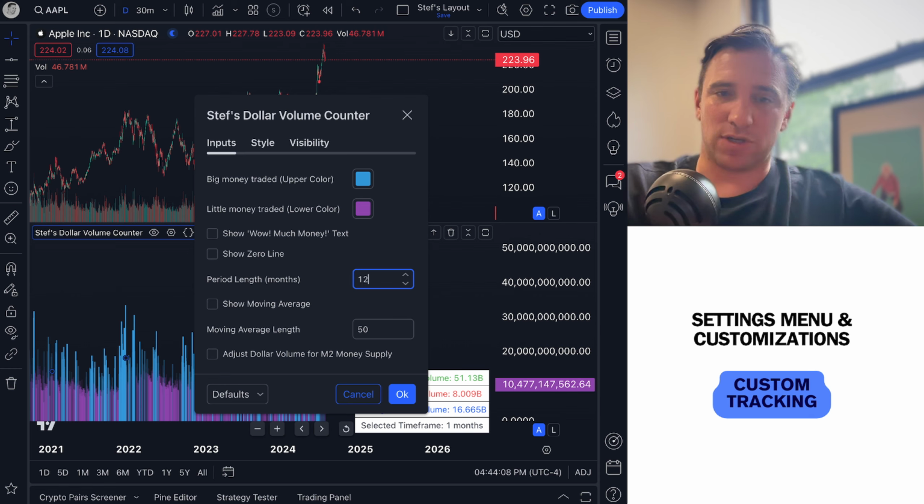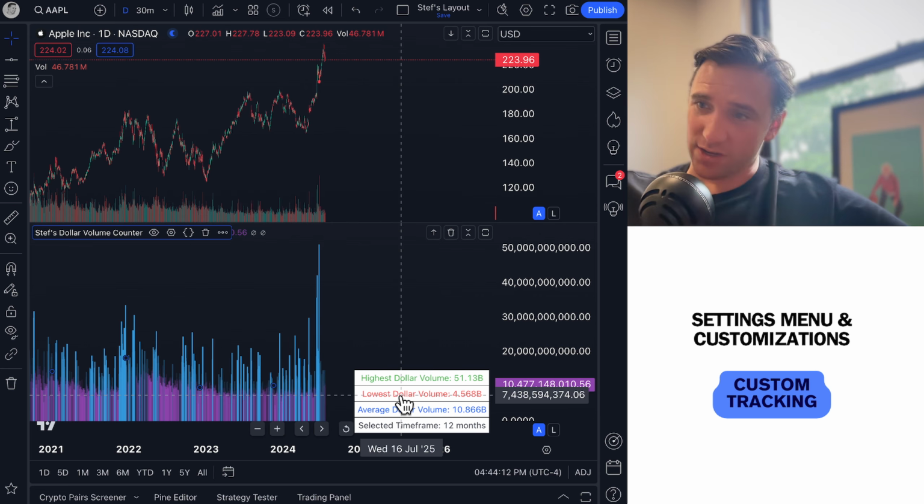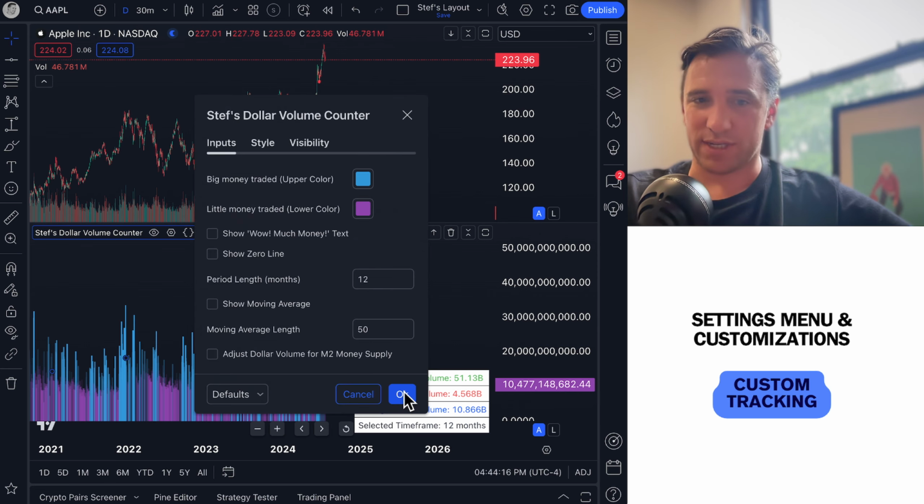I'm actually going to keep it to 12. I personally like to see what the highest and lowest points were over a year. That's enough data for me, at least, to understand what's changed in the last 12 months.